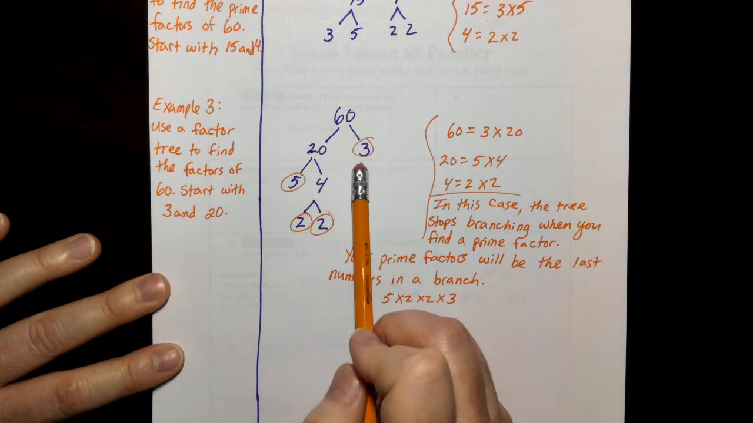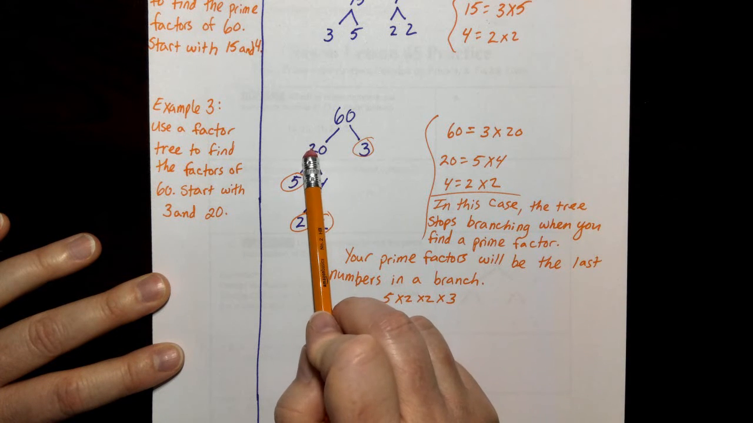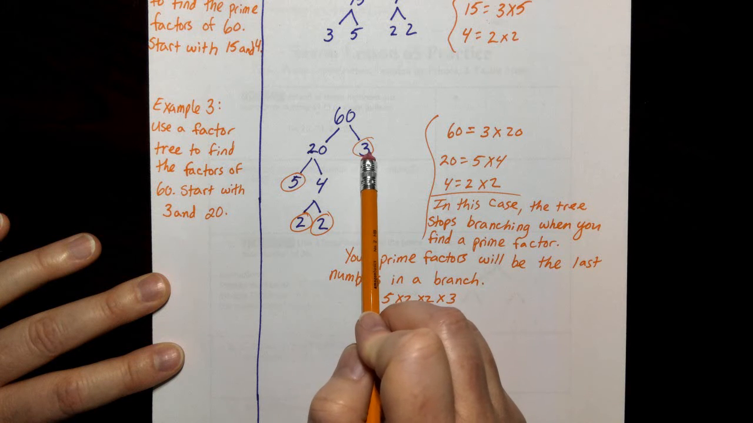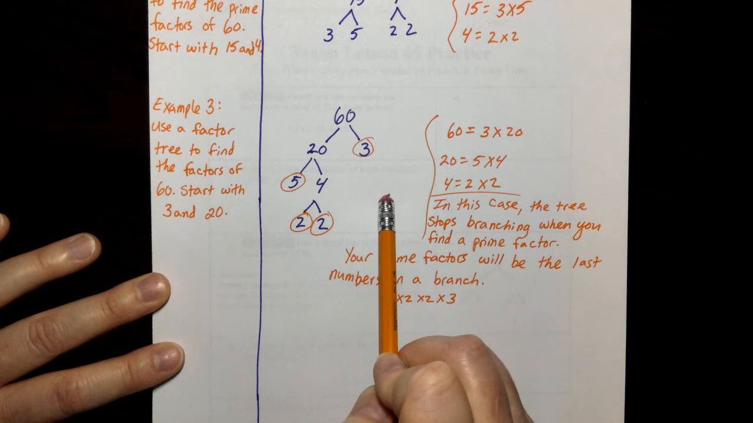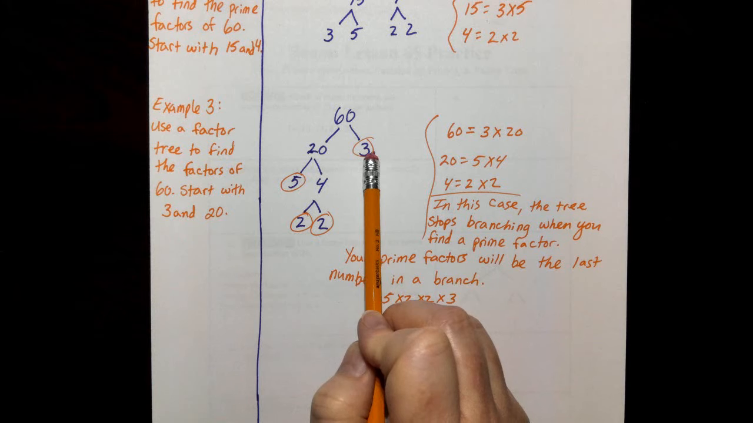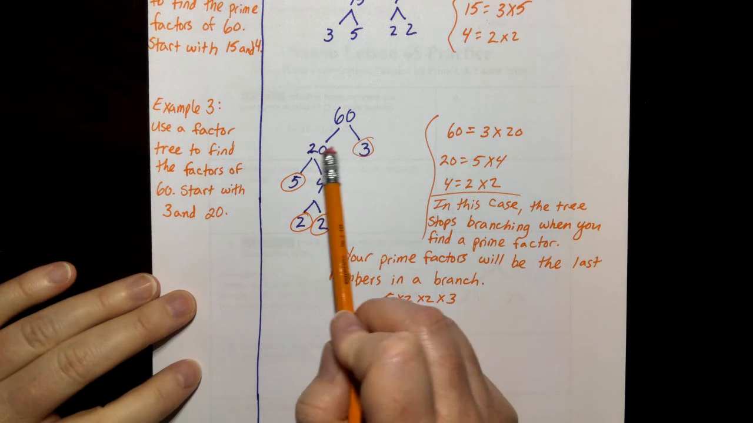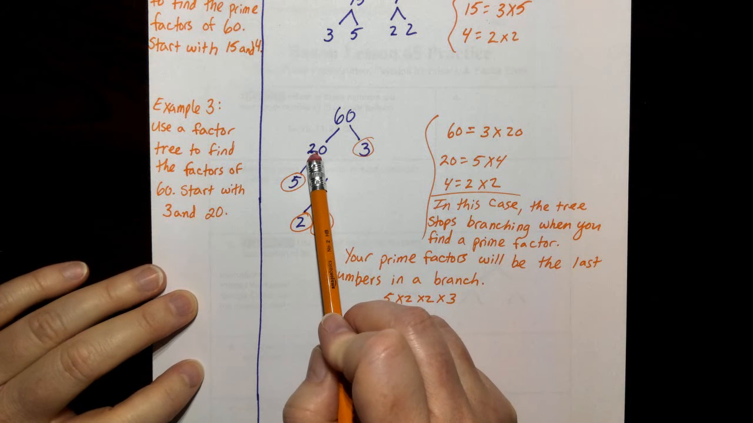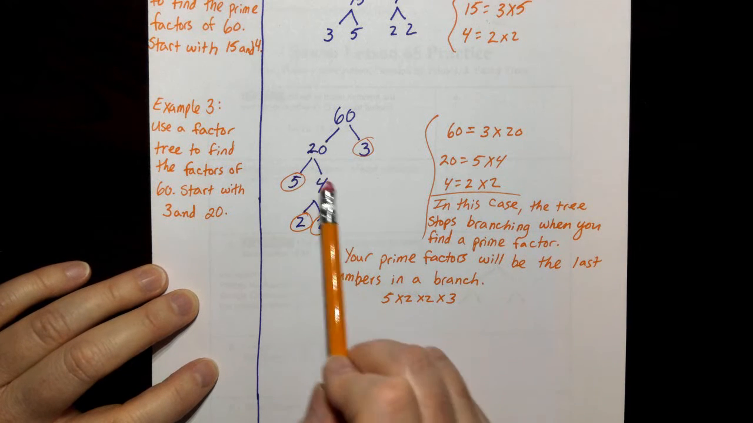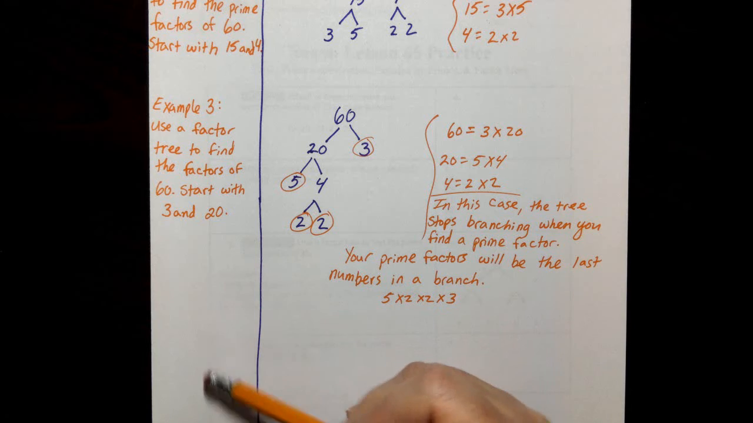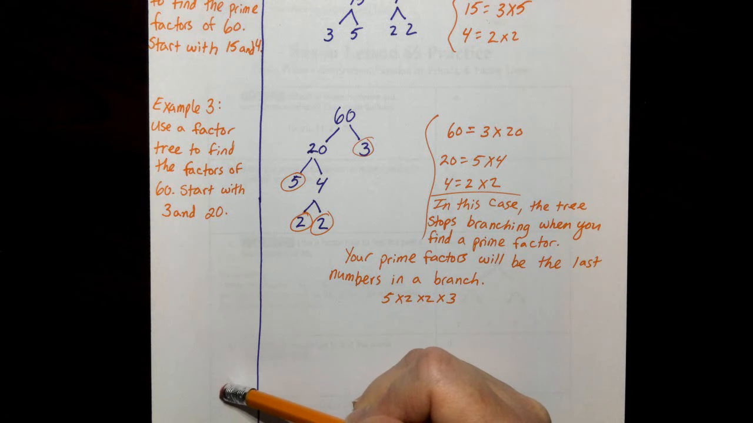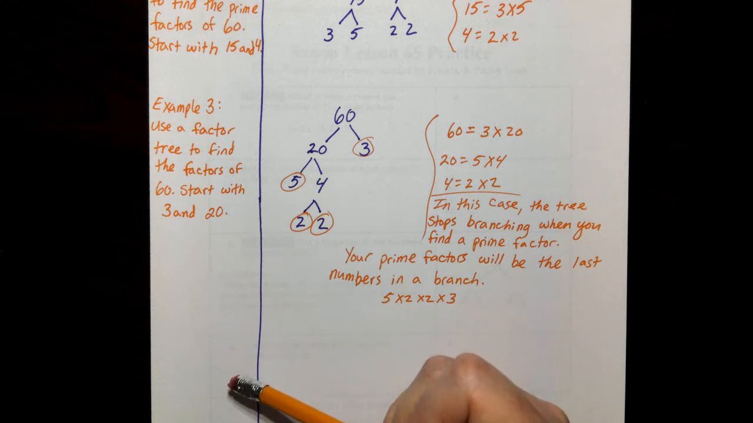So, we know that 60 is 3 times 20. 3 is already a prime number. We do not have to branch off anymore. So 3 is done. Just stop right there on the 3. 20 is not done. 20 is a composite number. So, let's think of more numbers. We could do 10 times 2. We can do 4 times 5. I'm going to go with 4 times 5.